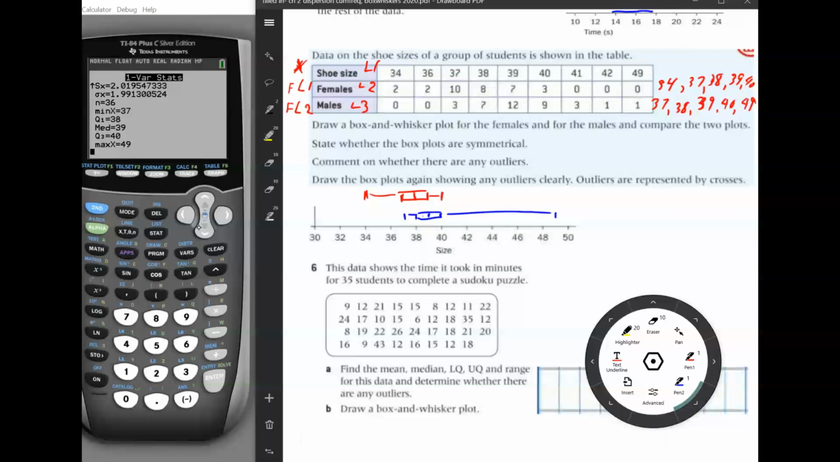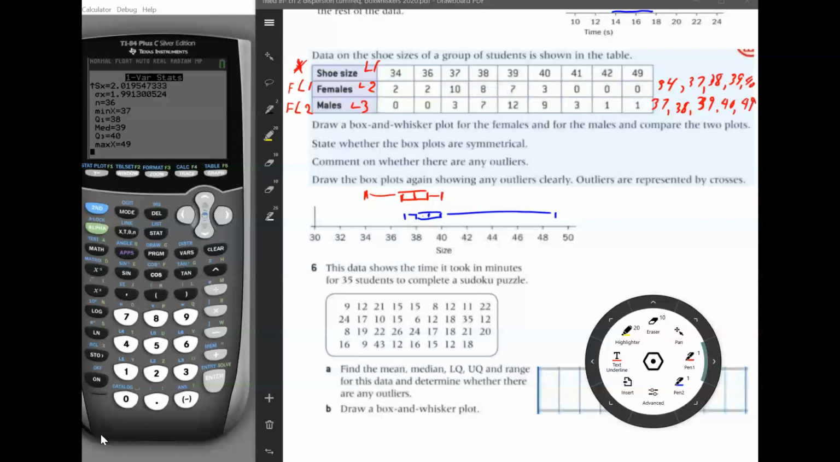And are they symmetrical? I would say for the girls, it's a little bit asymmetrical. I think that the lower shoe size of 34 is much further from the median compared to the upper shoe size, so it extends more to the left. The male distribution is obviously not symmetrical at all, with a data point at 49, which is way to the right. So comparing the girls' distribution and the boys' distribution, the boys' is not symmetric at all, okay?